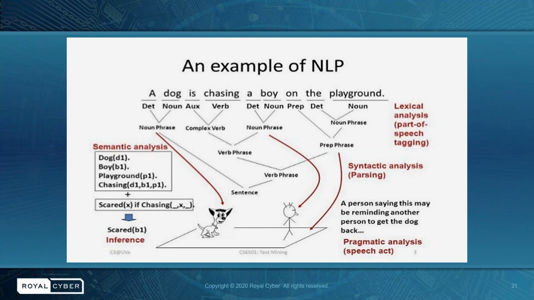So for example, from this example we can identify that there's a dog, there's a boy, there's a playground and chasing, and using this information and comparing against our various models created, we can identify scared from chasing. So the inference we receive is like a scale, the sentiment we assign to this particular sentence. Okay, awesome.